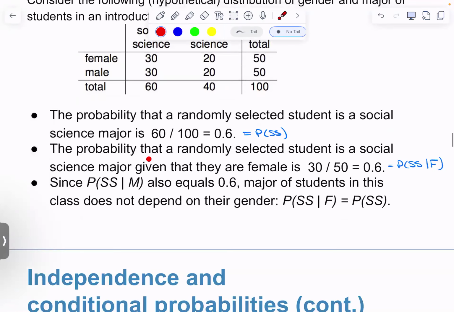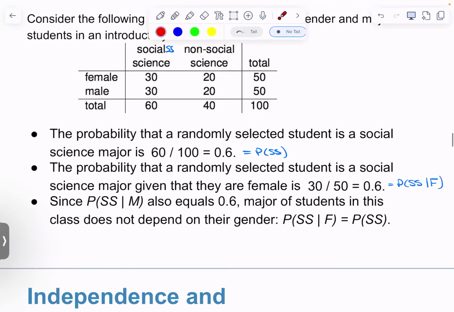Now, the probability that a randomly selected student is a social science major, given that they're female, so knowing that they're female, they're in this group of 50. Then 30 of those are social science majors. And so 30 over 50 is still 0.6, which we can write in probability notation as the probability of SS given F.